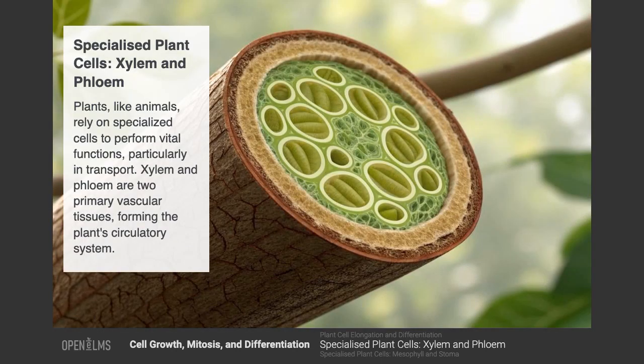Specialized plant cells, xylem and phloem. Plants, like animals, rely on specialized cells to perform vital functions, particularly in transport. Xylem and phloem are two primary vascular tissues, forming the plant's circulatory system.